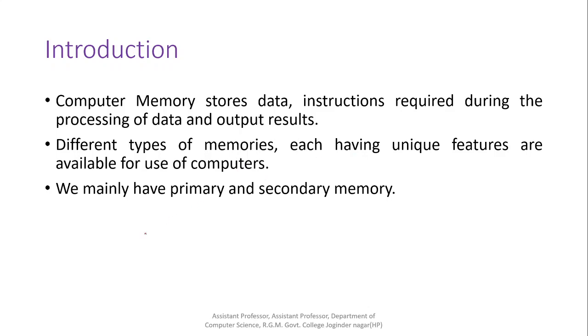So we mainly have two types of memories. One is primary memory and the second one is secondary memory. The examples of primary memory are registers, cache memory and RAM. And the examples of secondary memories are hard disk, optical disk, floppy disk and magnetic tapes.